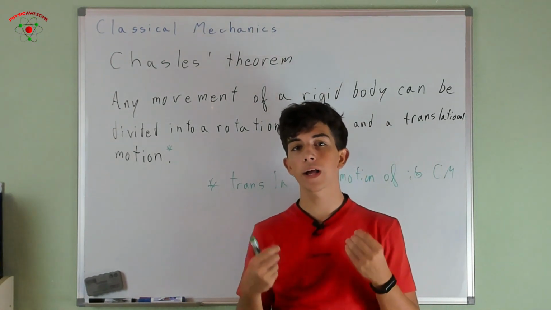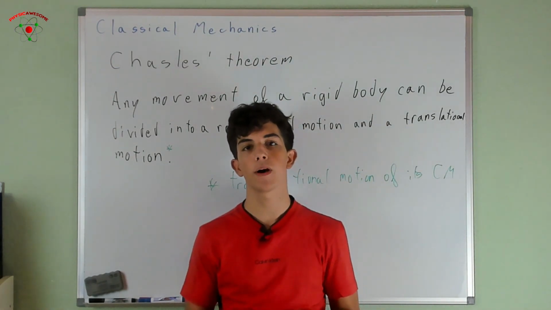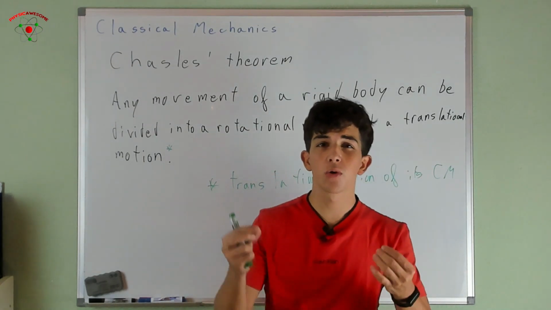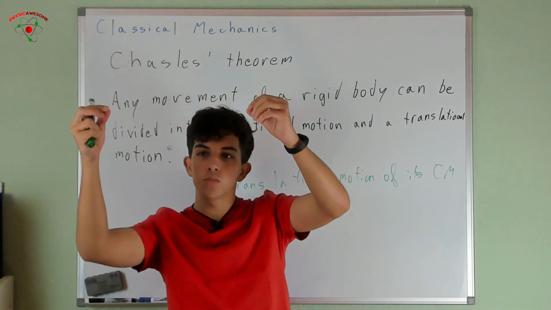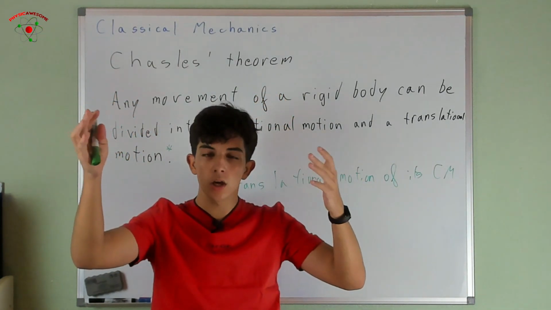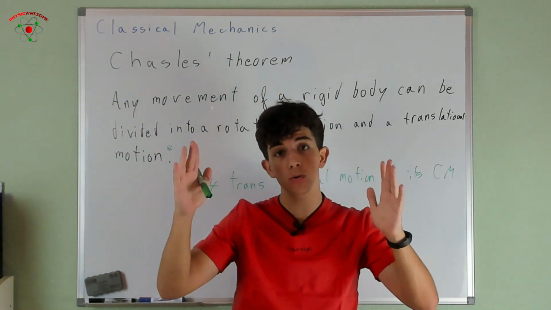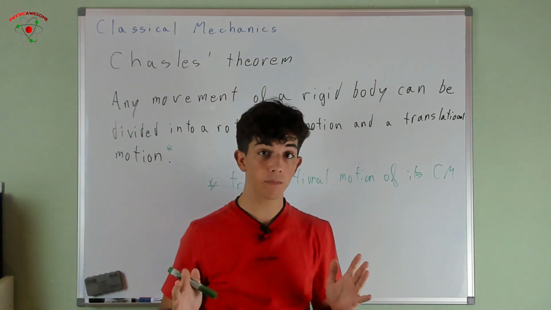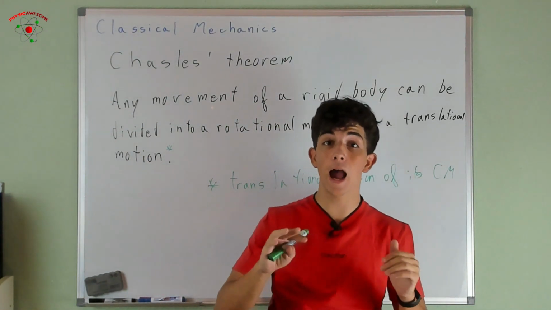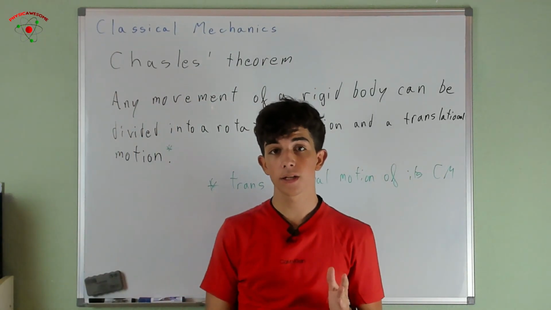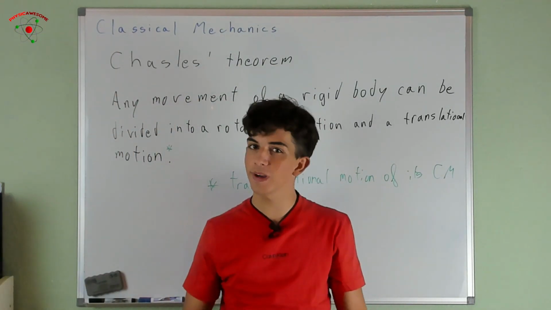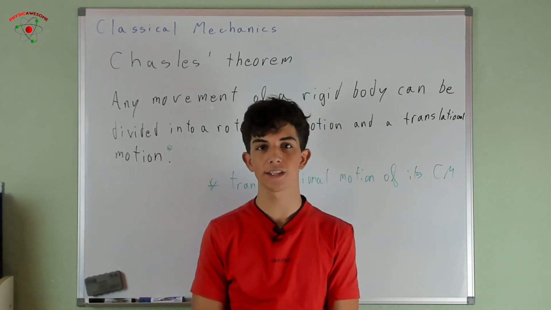Doing this will help us greatly in simplifying the exercises, because we don't have to take into account the fact that each particle is moving but also translating. We can analyze the rotational motion in the center of mass frame, and then we can add to that the translational motion of the center of mass, and that is going to make things much easier.